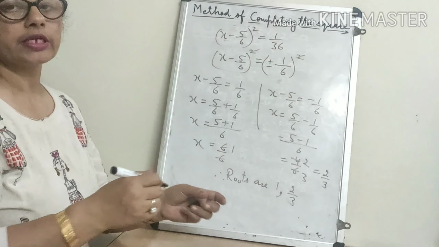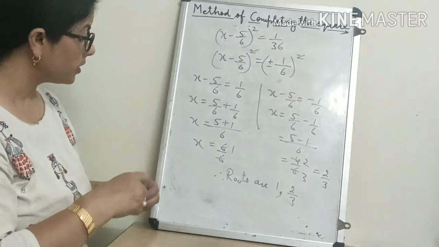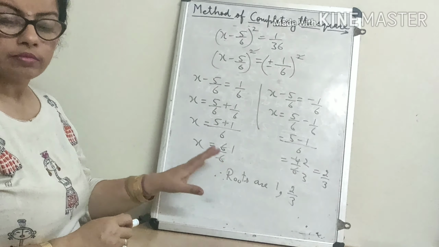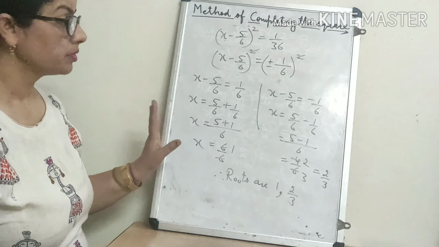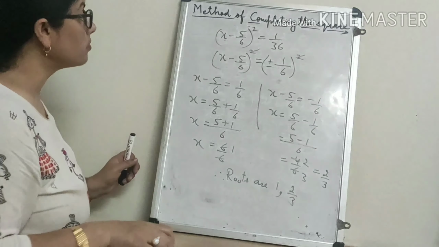If you solve the same sum by another method, then you will also get the same answer. Now only the method we have changed. Now I am telling you one more sum of this type.